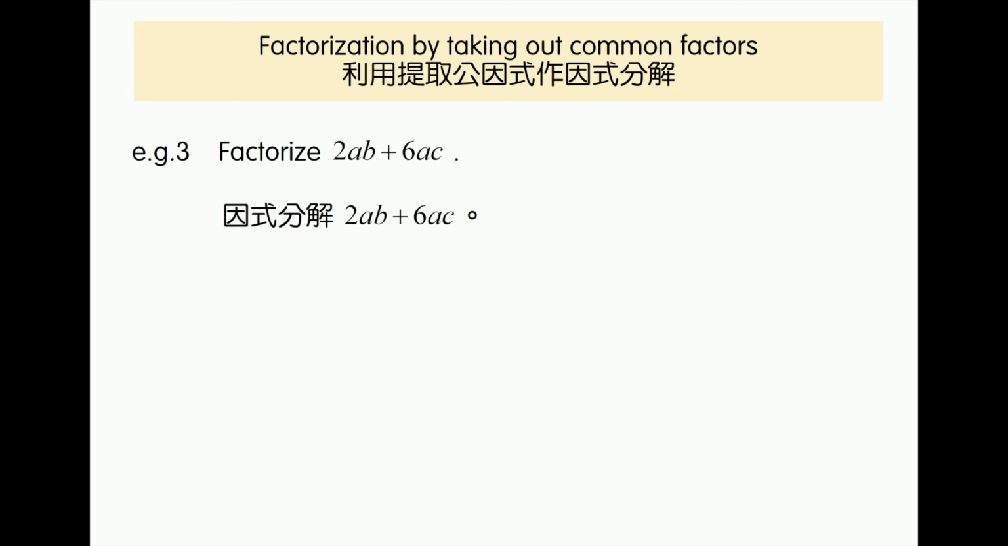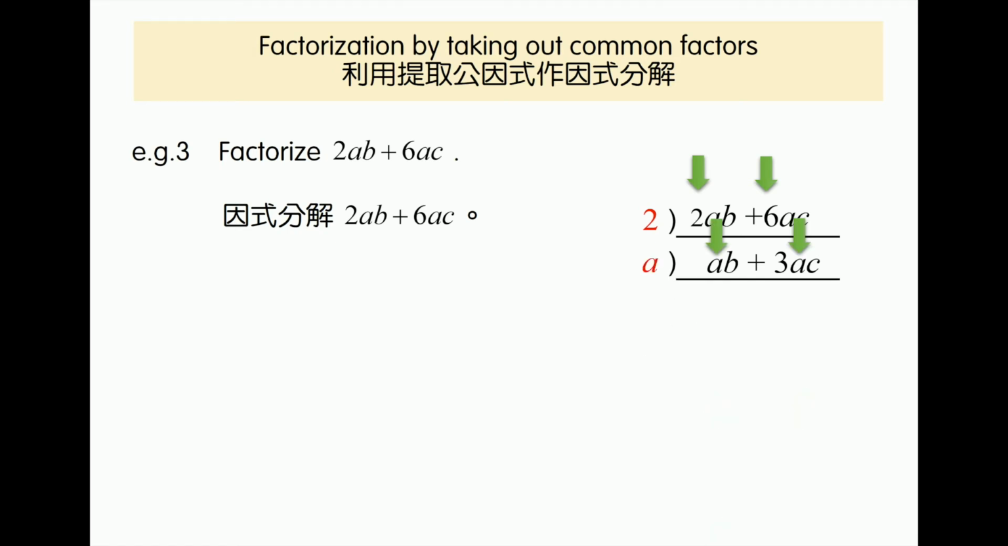When we do factorization, we may take out more than once. This example, 2ab plus 6ac. First, look at the numbers. We could take out the common factor 2. Left with ab plus 3ac. Now we look at this part. We can see that a is also a common factor of these two terms. Therefore, we should continue doing it. We first remove the a, and now we are left with b plus 3c.